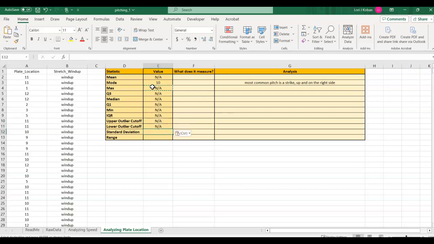So we have to really look at an analysis a different way. This mode does measure the center, which one is the most common. But we're going to have to really depend on our graphs here to get a sense of how to visualize this data set.